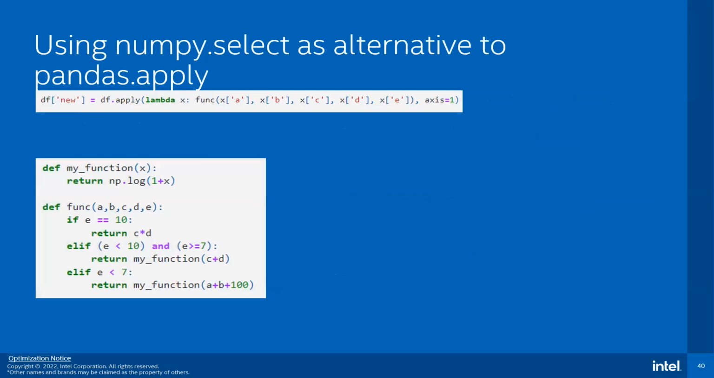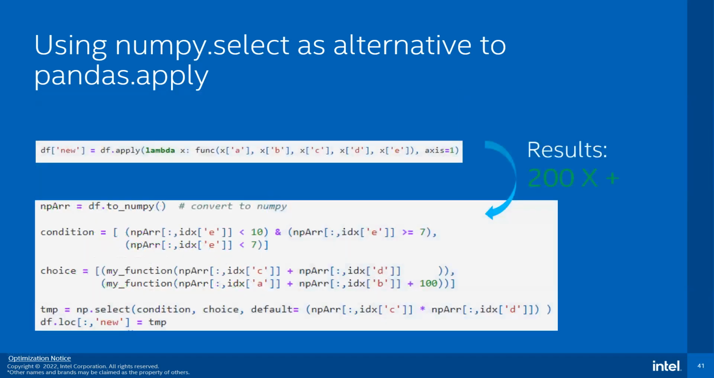So these are some examples using NumPy as an alternative to the Pandas apply. If we're trying to apply this lambda function to a Pandas data frame, the function we're going to try to apply is func. Func itself calls something called my function, which is a slowly executing log function. So how would you do that? Well, instead of that, I could do this.